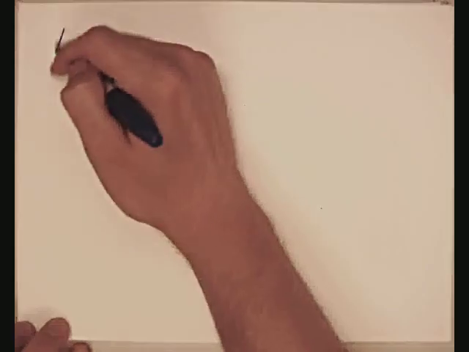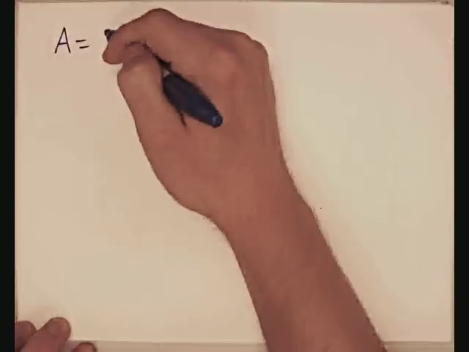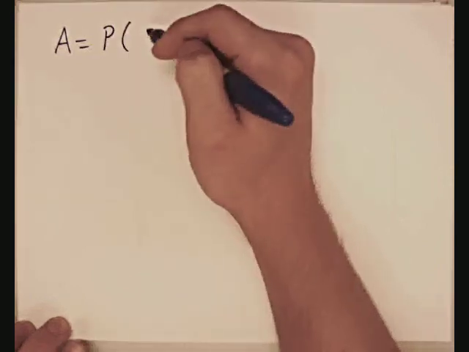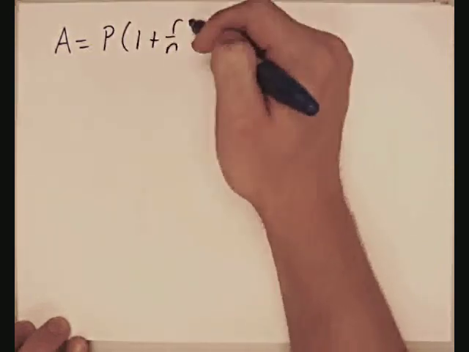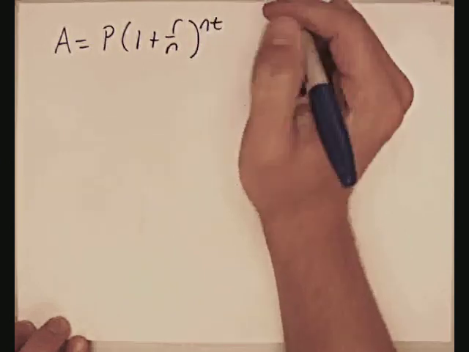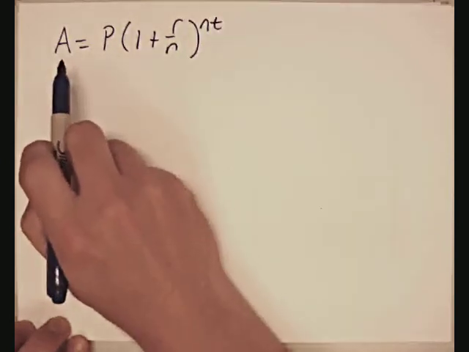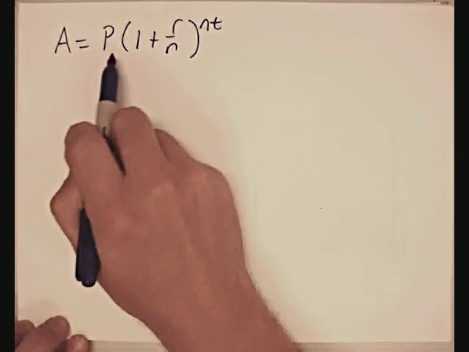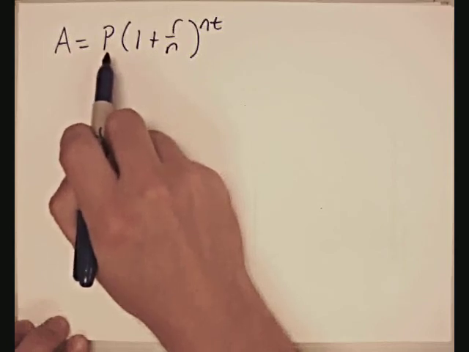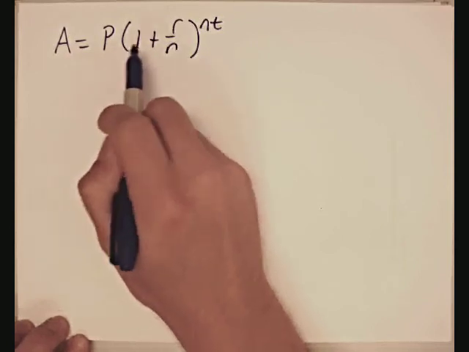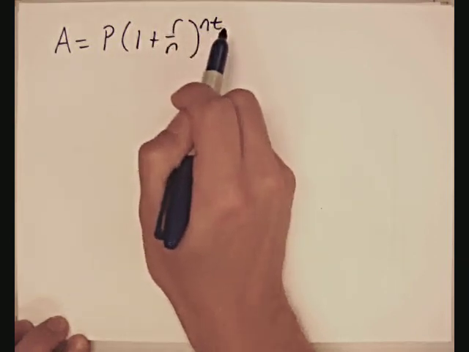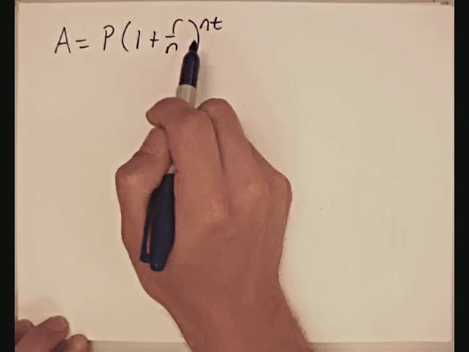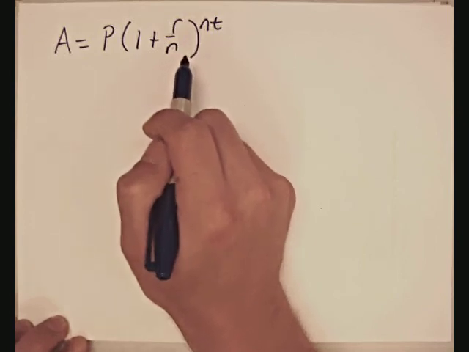after T years, is given by A equals P times (1 plus R over N) to the NT power, where again, A is the future amount, P is the present value or the principal, R is your interest rate, T is the time in years, and N represents the number of compoundings per year.